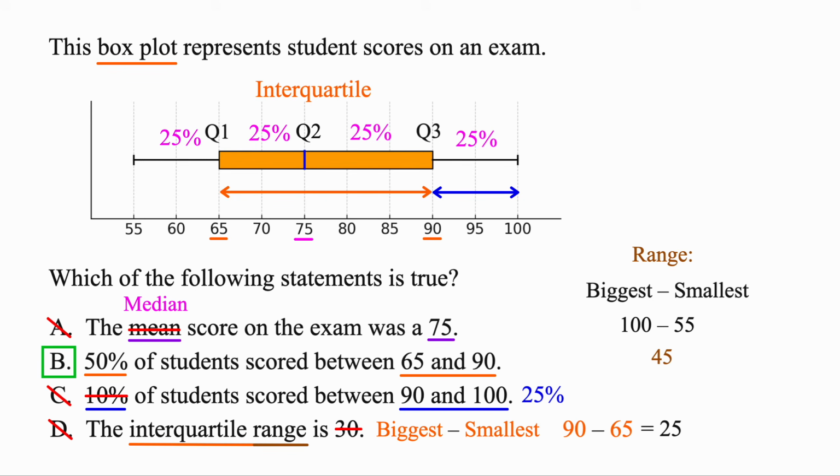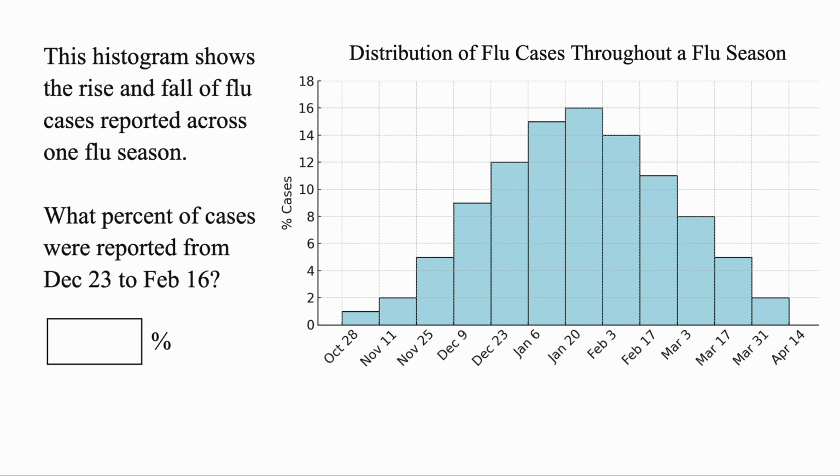Let's go ahead and look at some histograms. Well, what is a histogram? It basically shows you the distribution or frequency of a data set. Here we have the distribution of flu cases throughout a flu season. The flu season starts in October and it ends in April, and it looks like it reaches a peak, or a majority of the cases happen in late January.